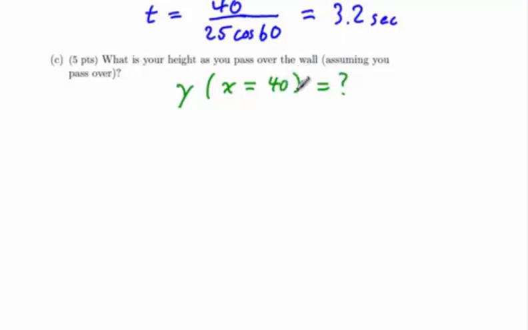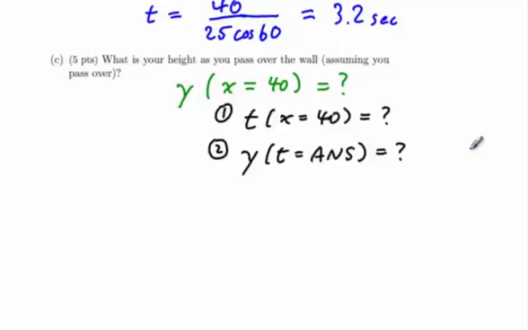However, this asks for a calculation on y under a condition on x, and there are no x's in the y equations and no y's in the x equations. In fact, the only variable found in both sets of equations is time, and so this could be solved as a two-part question. First, when is your x position 40? And then second, what is the y at that time? As it turns out, in part B of this problem, we've already solved for when your x is 40, and that answer was a t of 3.2 seconds.